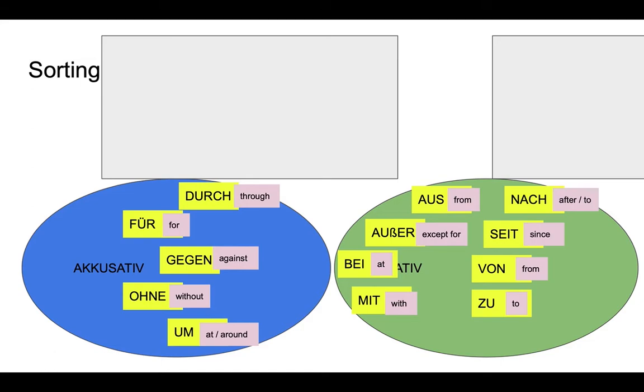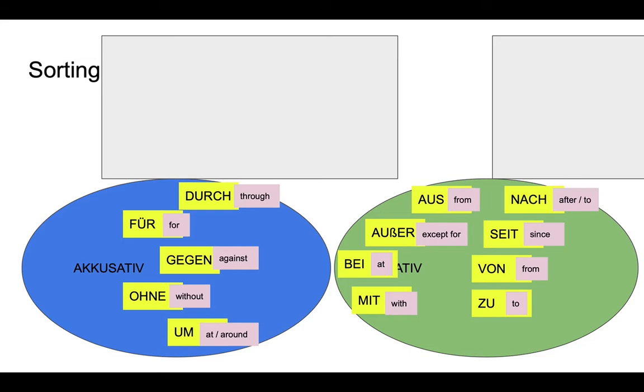Nach can mean after if you're talking about time. It can also mean to if you're talking about a place, like nach Deutschland. Seit means since. Von means from, usually from a person instead of from a place, and zu means to.